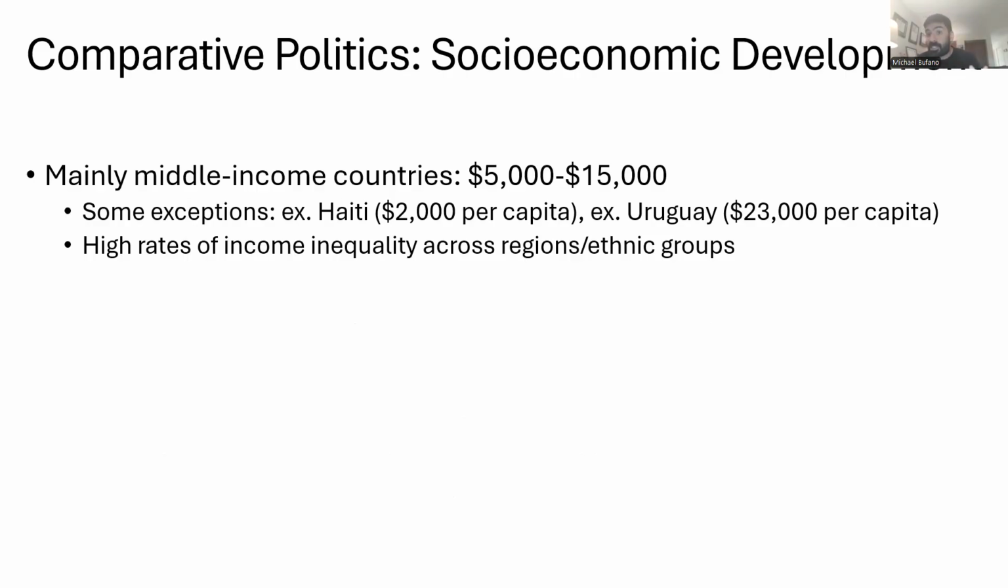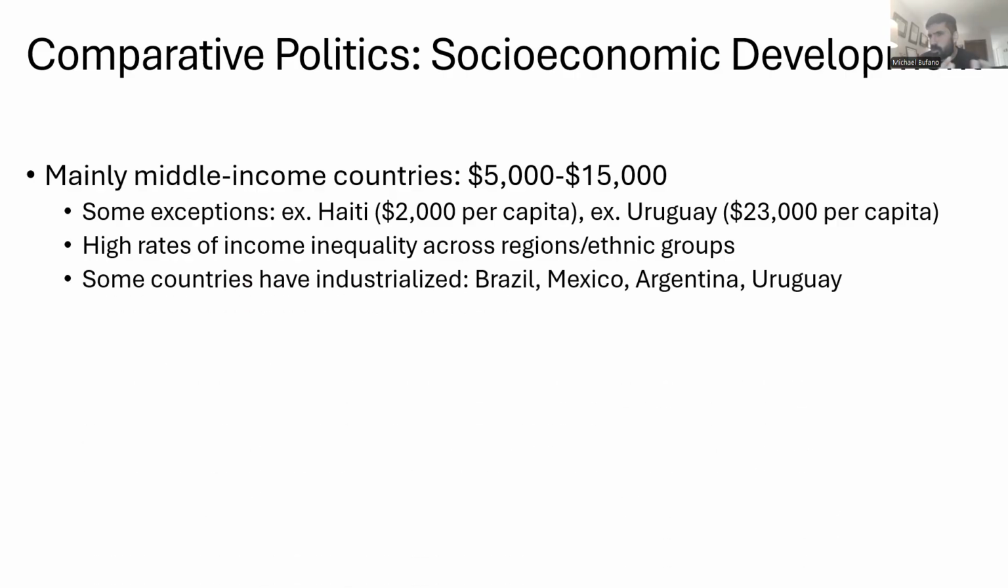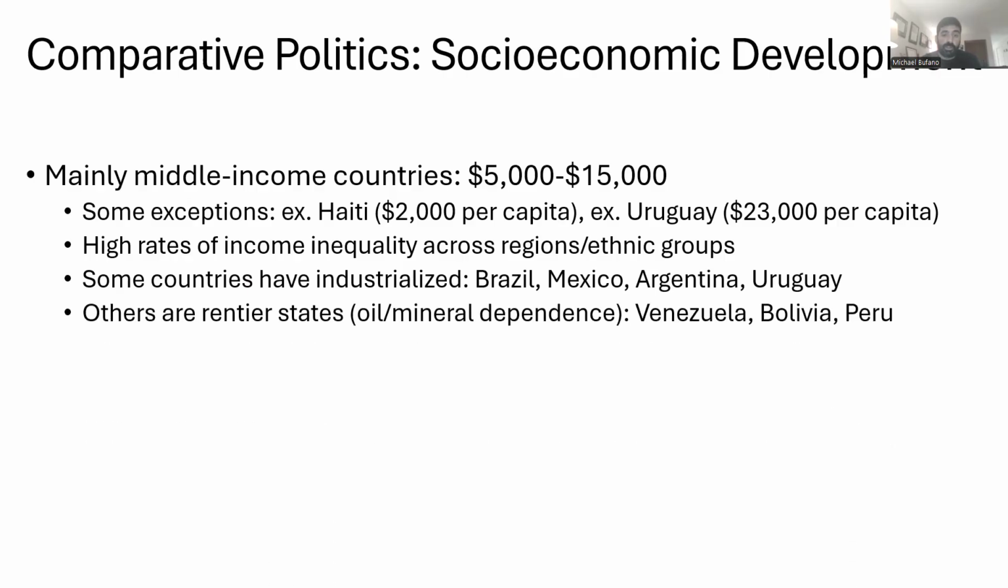So in places like Mexico, for example, northern Mexico is relatively well developed economically, whereas the far south is relatively poor in comparison. There's also differences across ethnic groups and racial groups in the region, as well as between urban and rural areas. Now, some countries in the region as well have industrialized, and there are industrial centers in Brazil, Mexico, Argentina, and Uruguay. Others remain very poor and what we call rentier states, heavily dependent on oil or mineral resources or cash crops. And so countries like Venezuela, Bolivia, Peru tend to be poor, less economically developed.